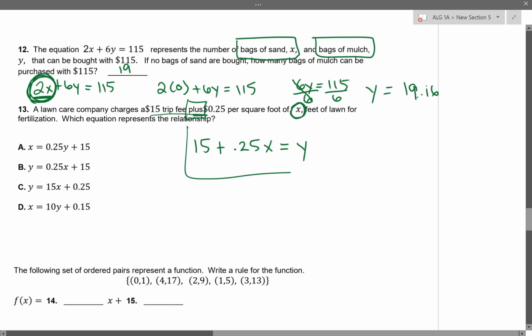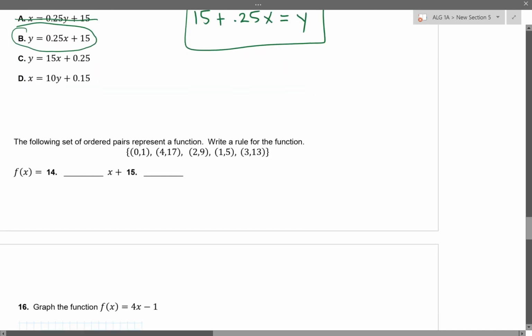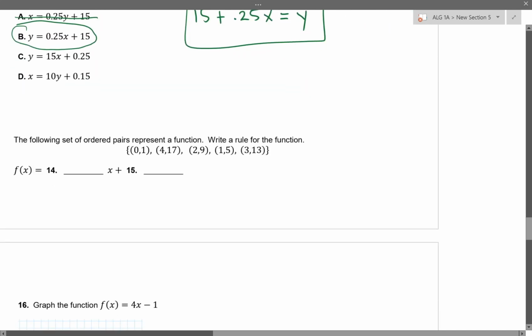So which equation looks like this? Well, A is wrong. B, well, that looks good. Y equals 0.25x plus 15. That's correct. Let's move on to 14 and 15. The following set of ordered pairs below represents a function. Write a function rule for the function.